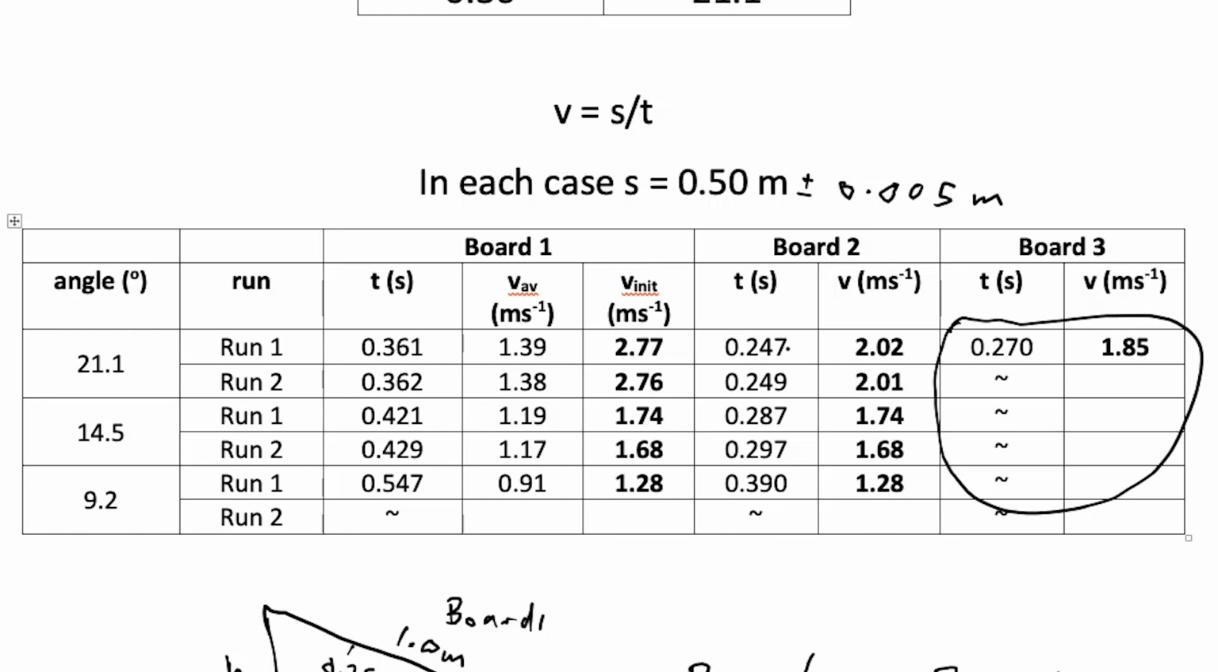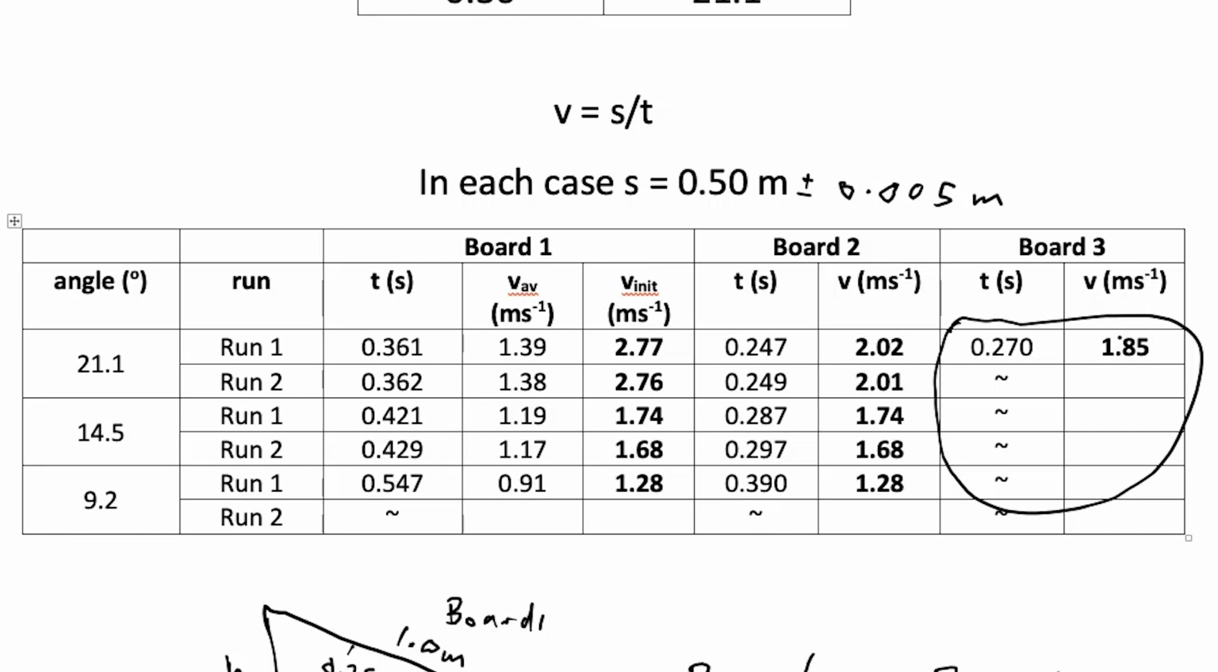What we discovered was that it slowed down. So the velocity was 2.02 meters per second on board 2 and 1.85 meters per second on board 3. So there was a deceleration happening over the course of that. You could potentially extrapolate back from that and work out how much it decelerated between the sensors on board 2 as well. But that might be an extra level of analysis that would be a bit challenging, I think.